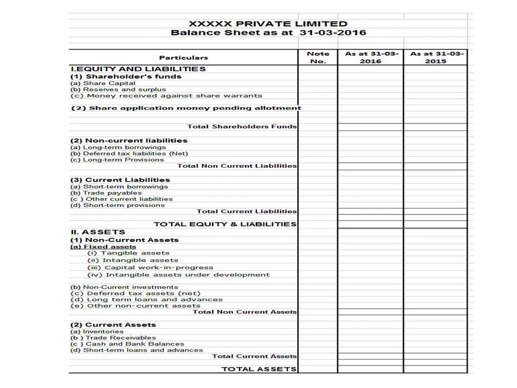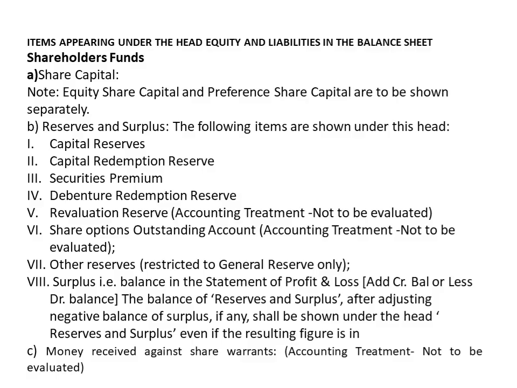Namely, there are three main subheadings of equity and liabilities, one being shareholders' funds, the second being non-current liabilities, and the third being current liabilities. Now under shareholders' funds we have three subheadings, namely share capital, reserves and surplus, and money received against share warrants.